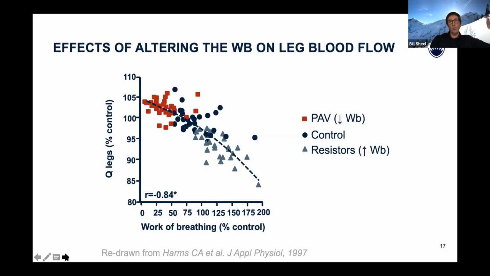Okay, so if you use this proportional assist ventilator and you reduce the work of breathing, you have an increase in leg blood flow. Conversely, if you make it harder to breathe and you put a resistor into the circuit, so you increase the work of breathing, you have a reduction in leg blood flow, suggesting that there's some sort of competitive relationship for cardiac output.